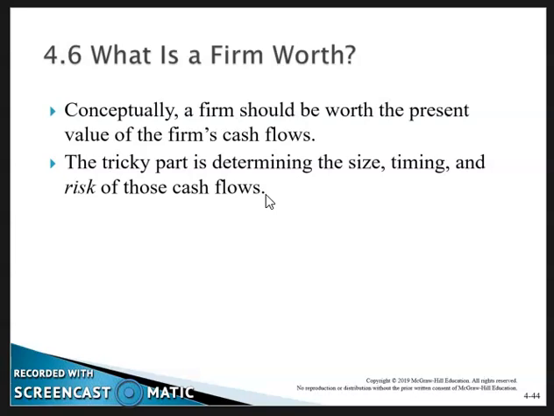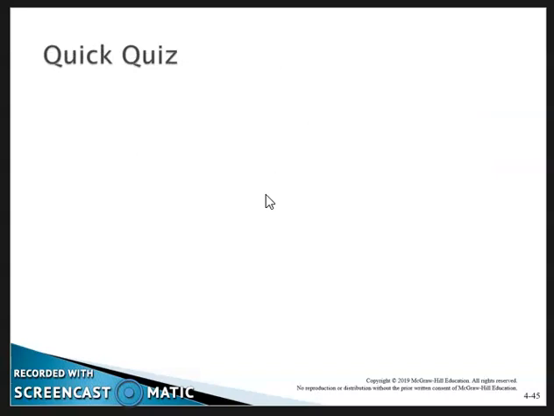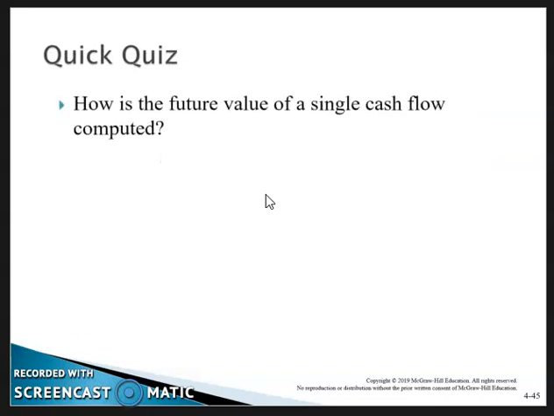That's the end of this chapter with a quick quiz here. The future value of a single cash flow. I'll write out the formula here. Future value is equal to the present value multiplied by 1 plus the rate of return to the t power, t being the number of periods.